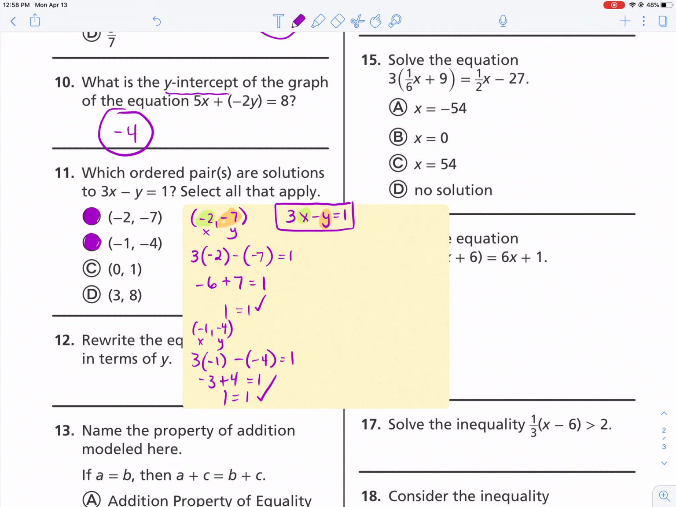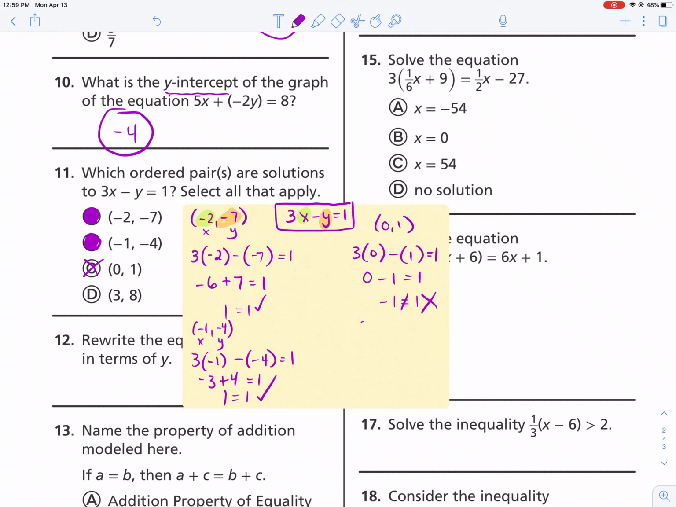So then I go to C. I'm going to do the point 0, comma 1. So I'm going to say 3 parentheses 0 minus 1 equals 1. 3 times 0 gives me 0 minus 1. Negative 1 does not equal 1. So make sure you don't drop that sign and say, well, it's really close. So in this case, this one does not work.